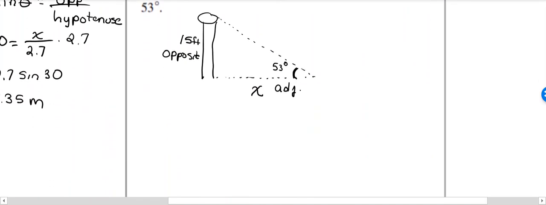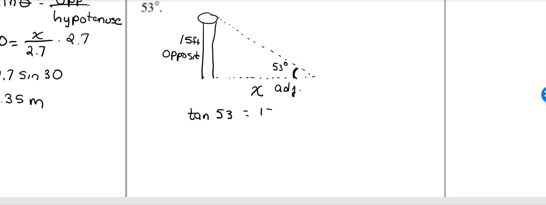So I will have that the tangent of 53 degrees is the opposite side over the adjacent side. Now this is going to require just a tad bit more work, not much. Because my x is in the denominator, I'm going to cross multiply. When I cross multiply, I get x tan 53 is equal to 15 times 1, which is just 15. To get x by itself, I have to divide by tan 53.